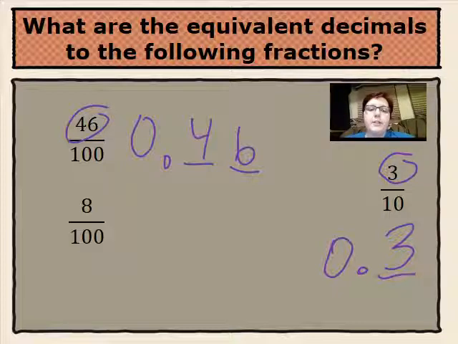Our last fraction is 8/100ths. Just like in our previous example, there are 2 decimal places to the right of the decimal point. But because there's only one number up here, we know that there is also an invisible 0 in front of that 8. So our decimal is 0.08.